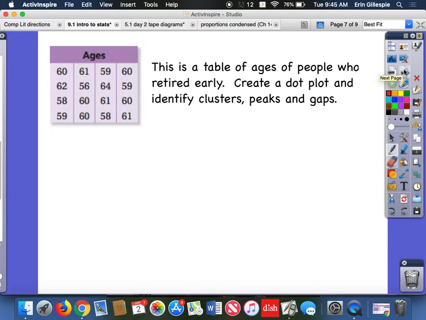All right, let's look at another example. Table of ages of people who retired early. Create a dot plot and identify clusters, peaks, and gaps. So you guys try this one on your own, pause, and then start it up again when you're ready for me to show it to you. All right, so remember, identify your lowest and your highest numbers so you know how to make your number line here. My lowest is 56, and my highest is 64.